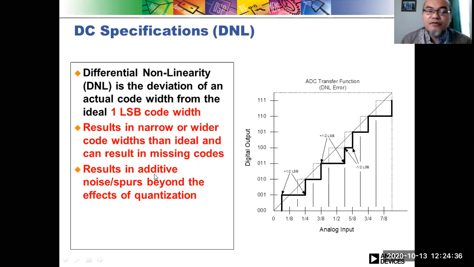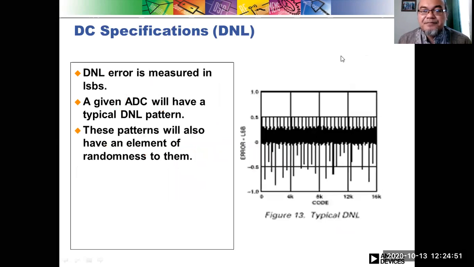It results in additive noise or spurs beyond the effect of quantization. So this is called differential nonlinearity. When you look at the datasheet of an ADC, please look also at this DNL parameter. DNL error is measured in LSBs, least significant bits. A given ADC will have a typical DNL specification. This pattern will also have an element of randomness to it.